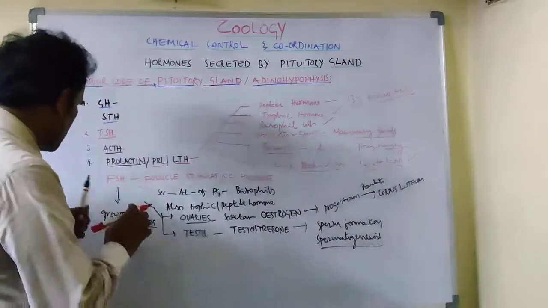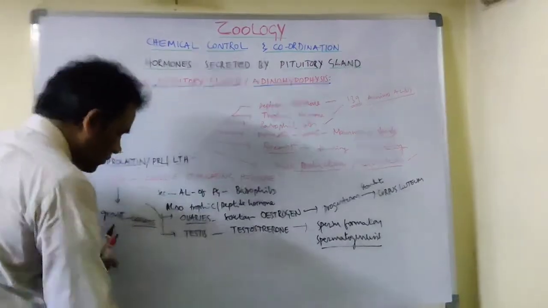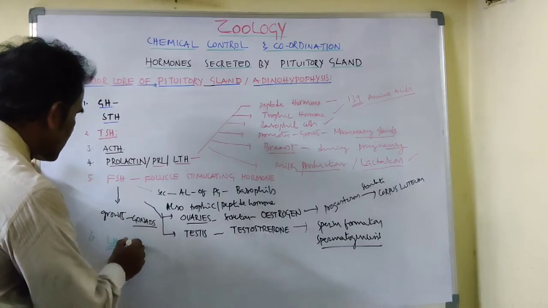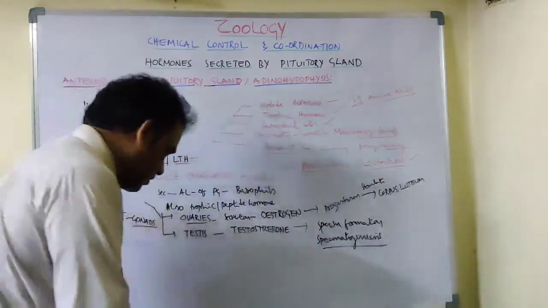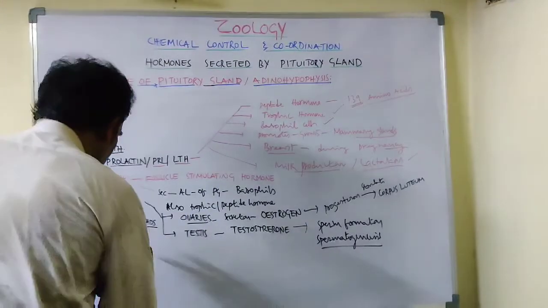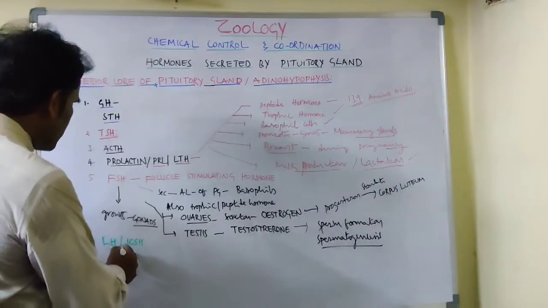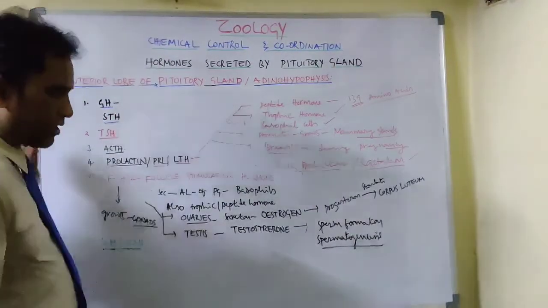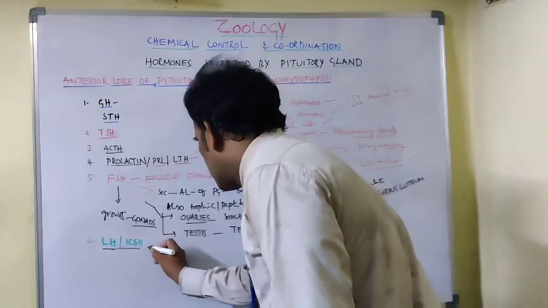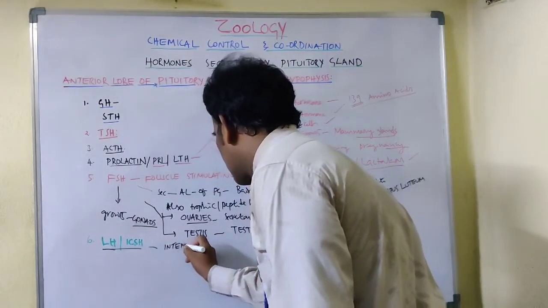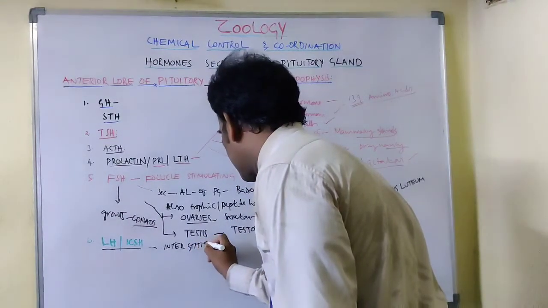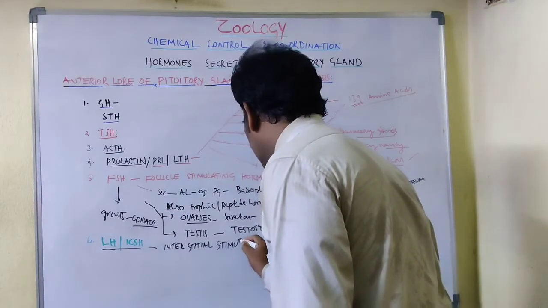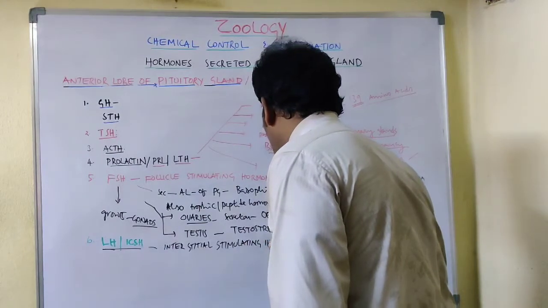And coming to the last hormone of the anterior lobe of pituitary gland, it is called LH, luteinizing hormone. This is also called ICSH, interstitial cell stimulating hormone, or luteinizing hormone.